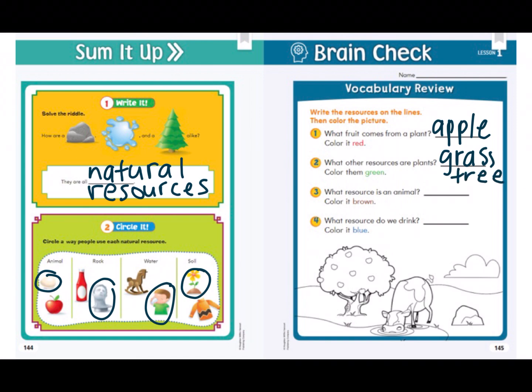What resource is an animal? The cow. And remember, you're just answering these questions from looking at the picture. What resources do we drink? Water. Good job. Okay, after filling in all those blanks, you will use your red, green, brown, and blue crayons to color in your picture at the bottom.